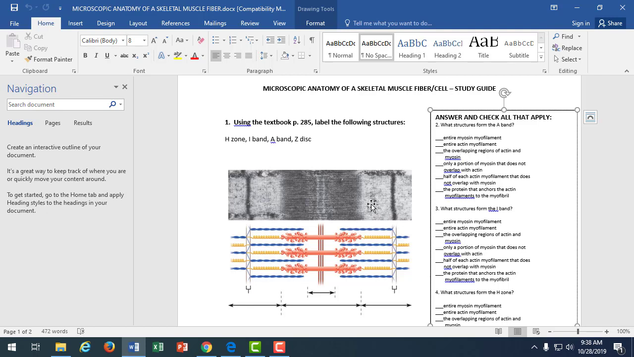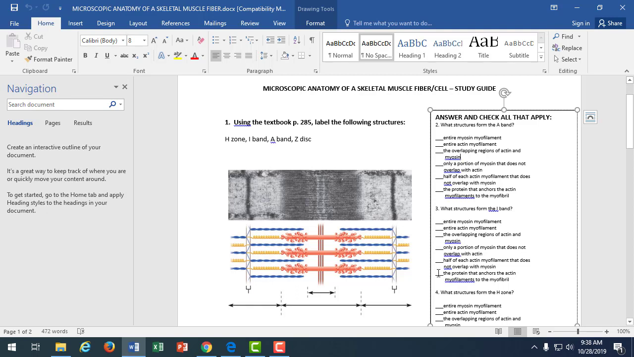Yes or no? Yes. Because here's half of the actin right here. It's in this region. The protein that anchors the actin myosin myofilaments to the myofibril, here, do we see this in the I band? Yes, so we would check that one. So how many do we check in this one? And which ones did we check? We checked this one and this one, correct?